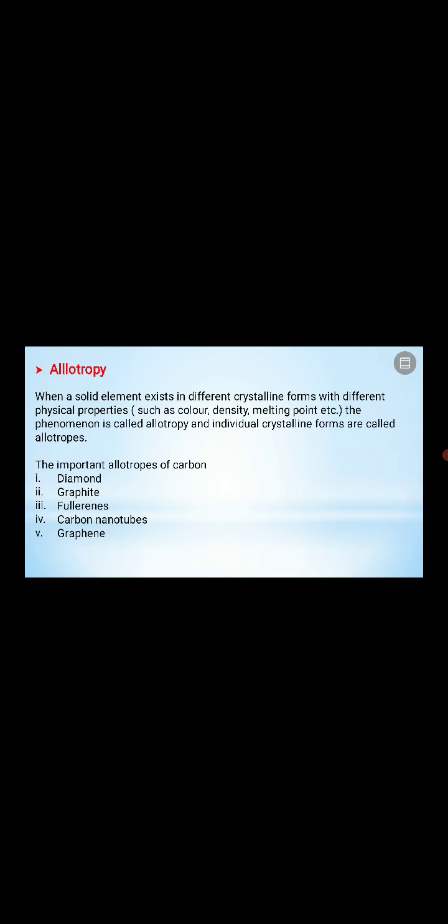When a solid element exists in different crystalline forms with different physical properties such as color, density, and melting point, the phenomenon is called allotropy, and the individual crystalline forms are called allotropes. Students, this is a very important point from the examination point of view. The important allotropes of carbon are: first, diamond; second, graphite; third, fullerenes; fourth, carbon nanotubes; fifth, graphene.